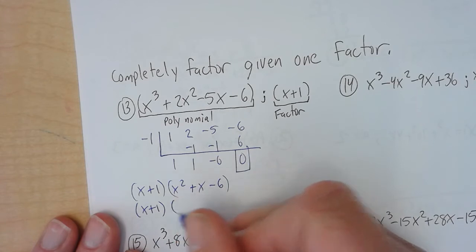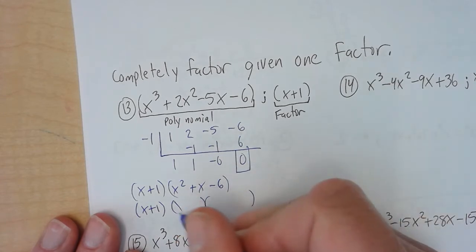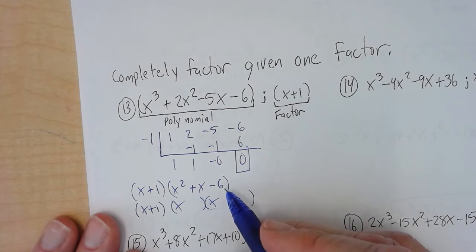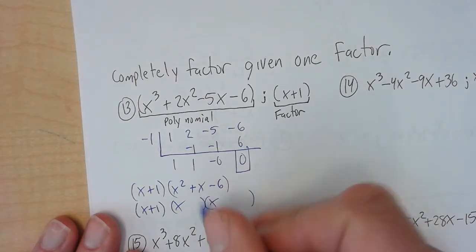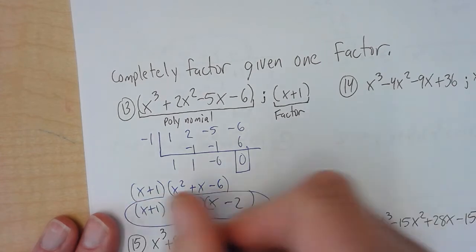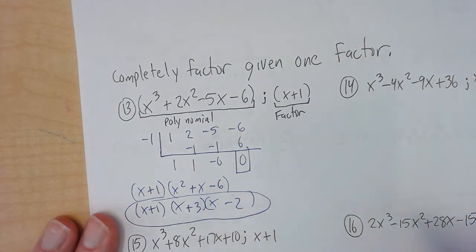Now we can completely factor this by factoring this part here like we've done 100 times. So 6 is what? 2 and 3? And then the positive 1 in the middle, so plus 3 and minus 2. All right, so there it is, factored completely.